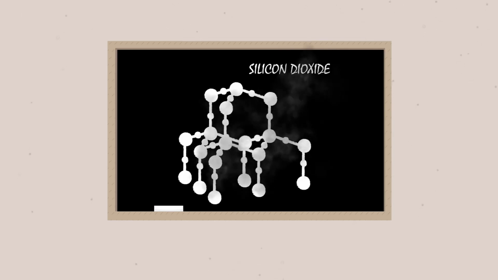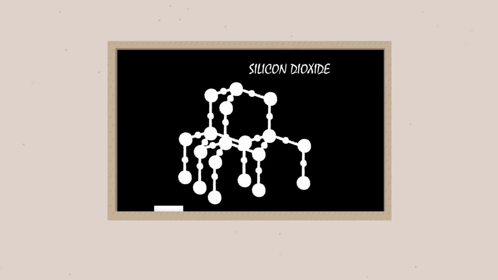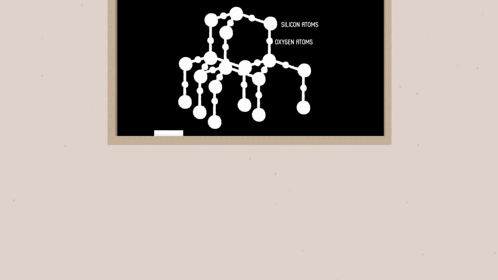Silicon dioxide is a giant covalent structure, just like diamond, but it has oxygen atoms bridging between 4 coordinated silicon atoms. Hopefully, you now feel confident identifying covalent compounds and recognizing their properties.